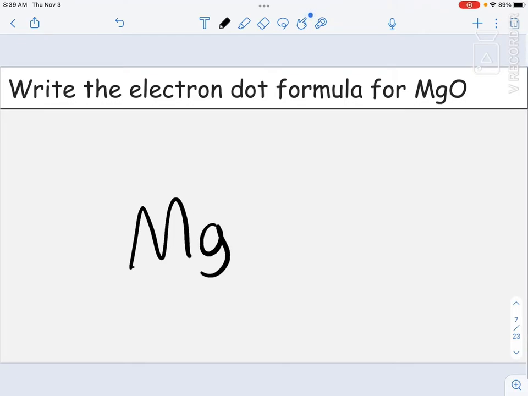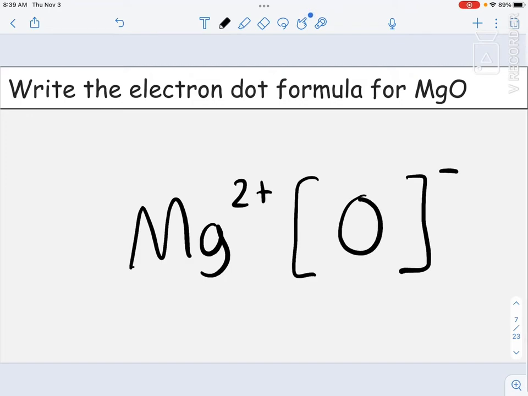Magnesium has 2 valence electrons, so it's going to lose those and become a positively charged ion. And you're going to put a +2 because that's how many electrons it lost. Oxygen is going to gain those 2 electrons, okay? Now we're going to complete this by signifying that by stealing those 2 electrons, oxygen now has a full valence shell. This is the correct answer.